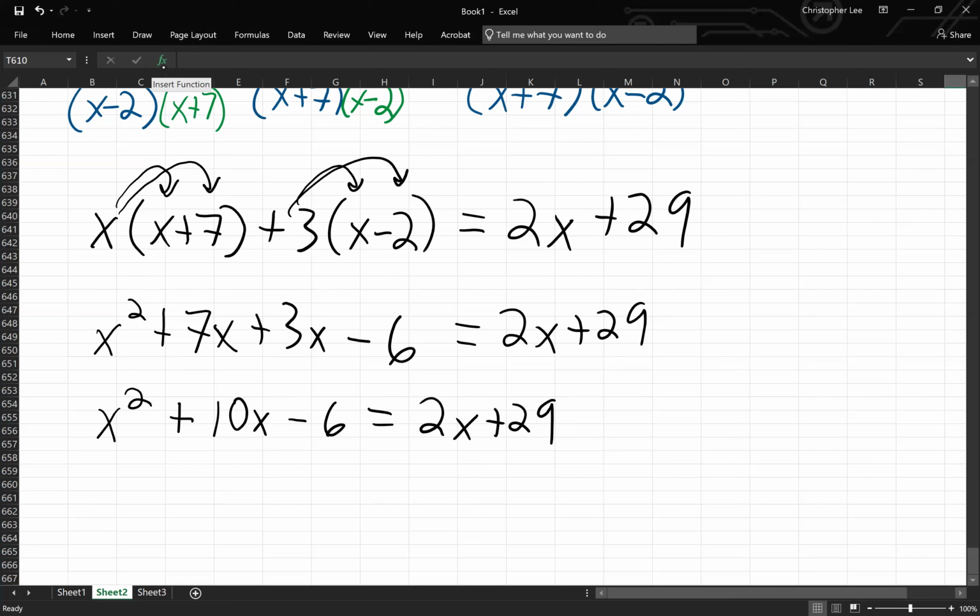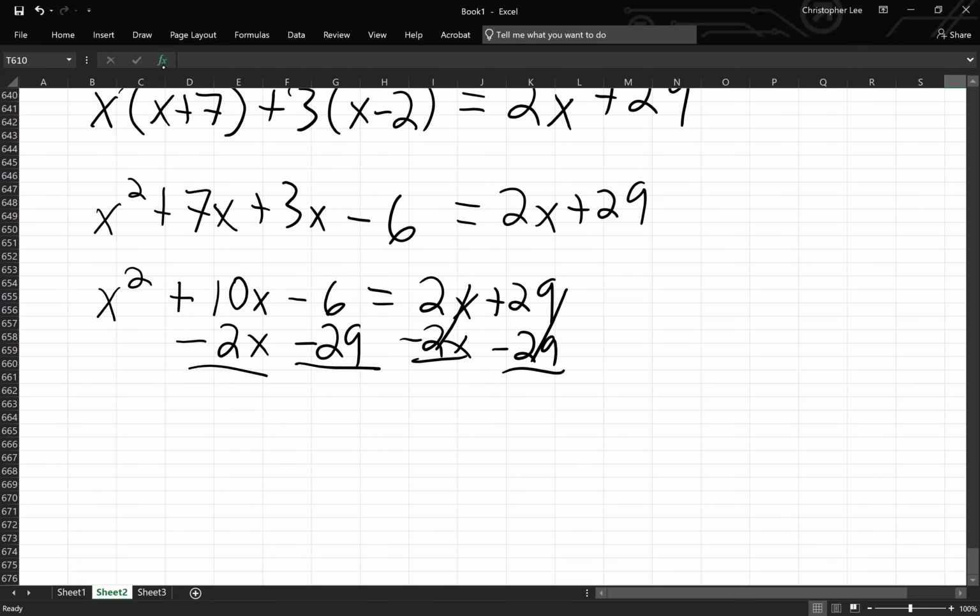Not the 10x. Subtract the... All right. Subtract 2x from here. What do I do to one side, do to the other? What about the 29? What should I do with that? Subtract 29. What do I do to one side, do to the other?